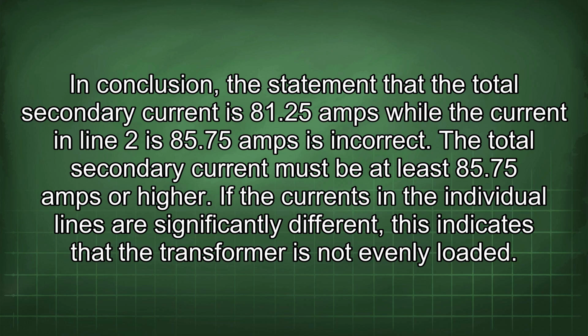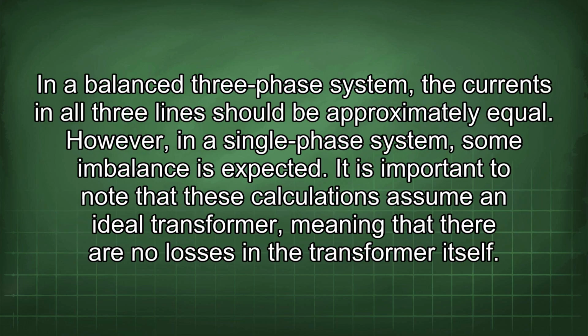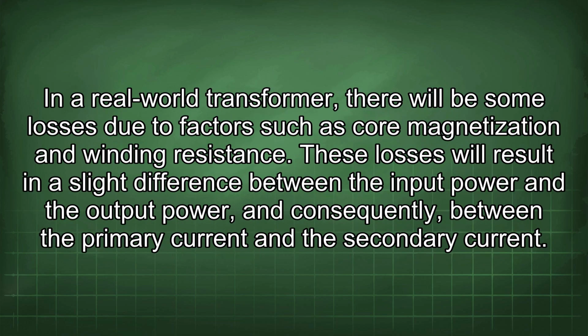If the currents in the individual lines are significantly different, this indicates that the transformer is not evenly loaded. In a balanced three-phase system, the currents in all three lines should be approximately equal. However, in a single-phase system, some imbalance is expected. It is important to note that these calculations assume an ideal transformer, meaning that there are no losses in the transformer itself. In a real-world transformer, there will be some losses due to factors such as core magnetization and winding resistance. These losses will result in a slight difference between the input power and the output power, and consequently, between the primary current and the secondary current.